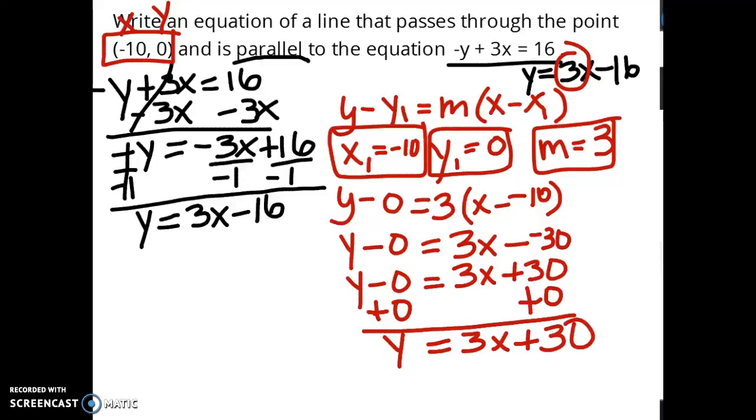Here is my equation. So I have solved this problem. It is asking me to write an equation of a line that passes through the point negative 10, 0, and is parallel to the equation negative y plus 3x equals 16. That equation is y equals 3x plus 30. This slope is the same. This y-intercept is different from that one. I did a good job.